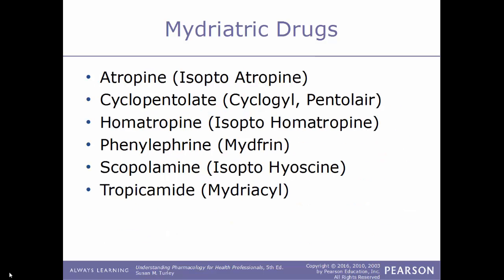Here are some examples of mydriatic drugs. Atropine, also known as Isopto Atropine. Cyclopentolate, also known as Cyclogyl or Pentolair. Homatropine, also known by the trade name Isopto Homatropine. Phenylephrine, also known as Mydfrin. Scopolamine, also known as Isopto Hyoscine. And also tropicamide, also known as Mydriacyl.